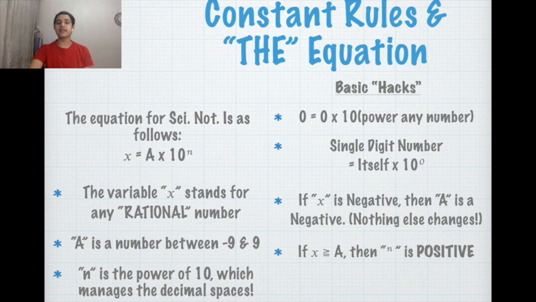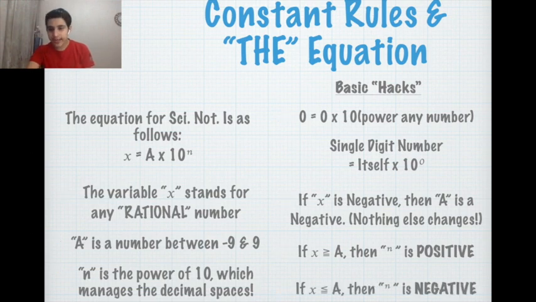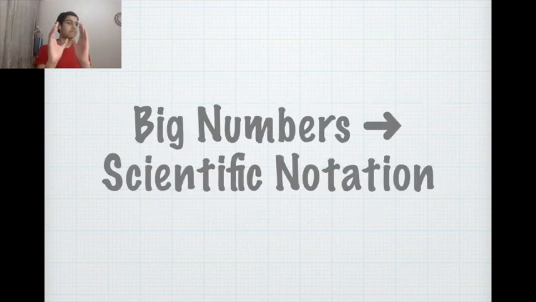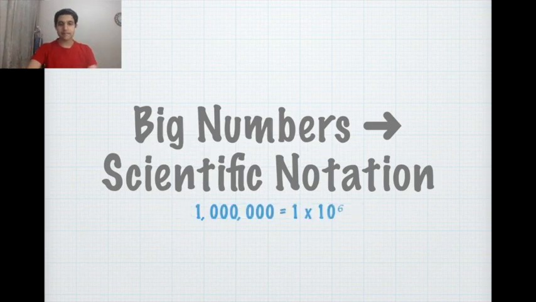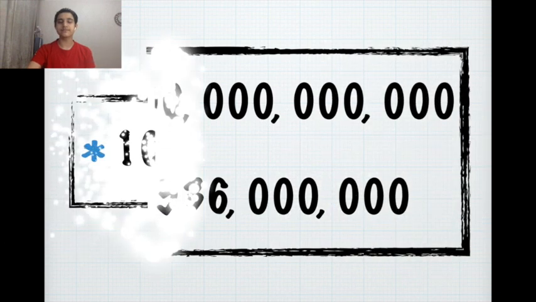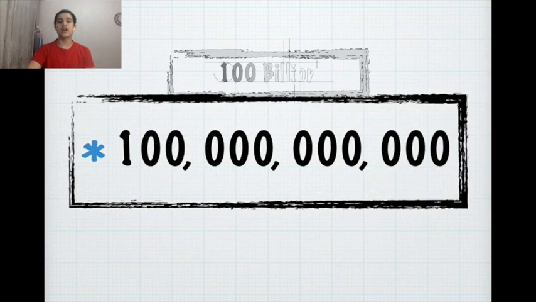If a is less than or equal to x, then n is positive. If a is greater than or equal to x, then n is negative. We'll see that later. So let's officially begin learning scientific notations. Big numbers to scientific notations. We're going to be taking a look at these two examples. This is 100 billion.